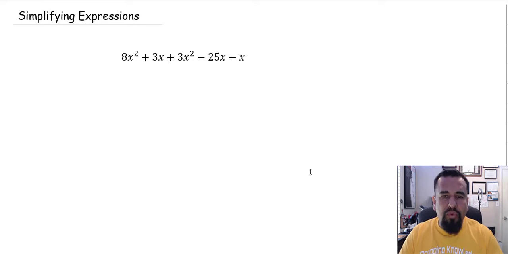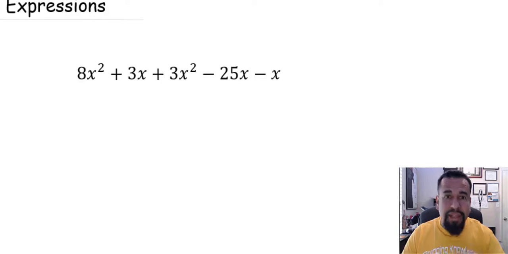All right, so on this one, I went ahead and typed it out because my writing was just atrocious. Some of my X's look like Y's. Anyway, here we go. We're gonna solve this one here. We have 8x squared plus 3x squared minus 25x minus x.